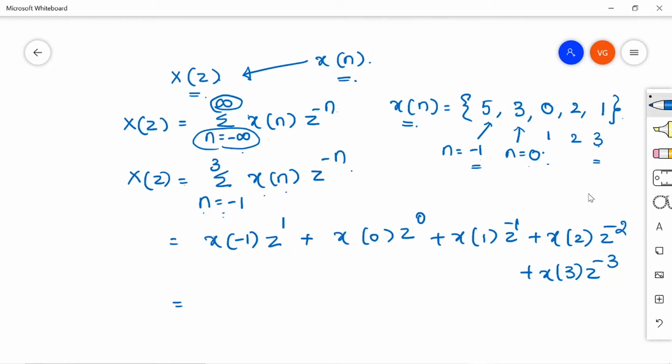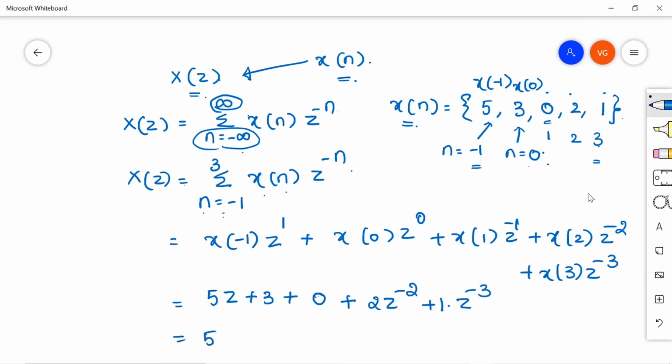Now substitute: this is x of minus 1, x of 0, x of 1, x of 2, x of 3. So this is 5z plus 3, z power 0 is 1, plus 0 since x of 1 is 0, plus 2z power minus 2 plus 1 into z power minus 3. So this is nothing but 5z plus 3 plus 2z power minus 2 plus z power minus 3. This is how I am finding my x of z.